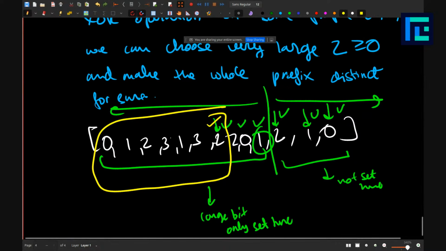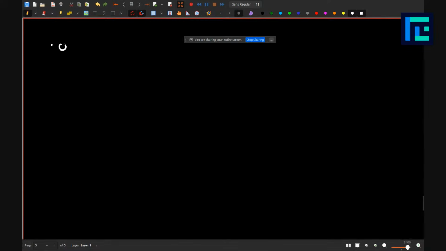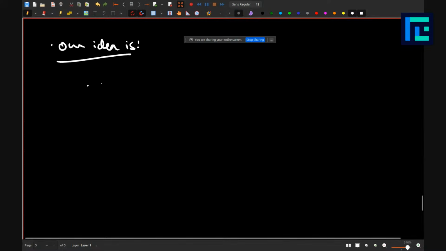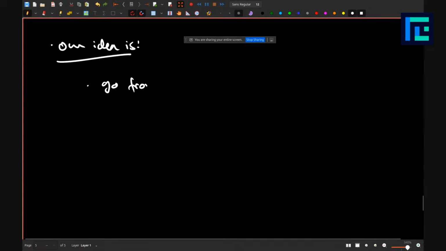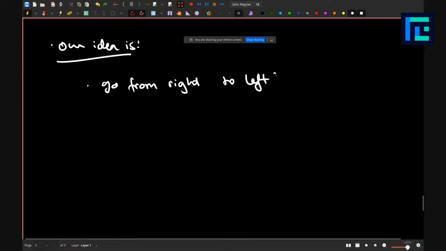Now again, we start this process. So this is fine, fine, fine. Again, we take a very large number and XOR it, and then all of these will be distinct, right? So basically, our idea is to go from right to left. Initially, answer will be 0, right? And we have an empty set.